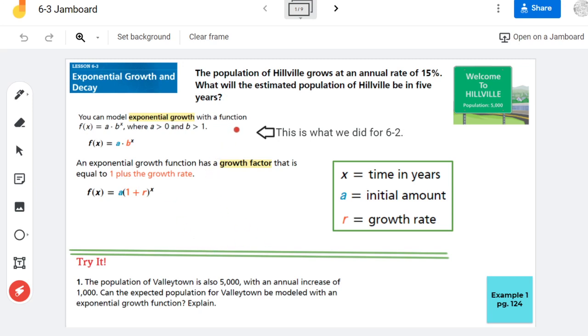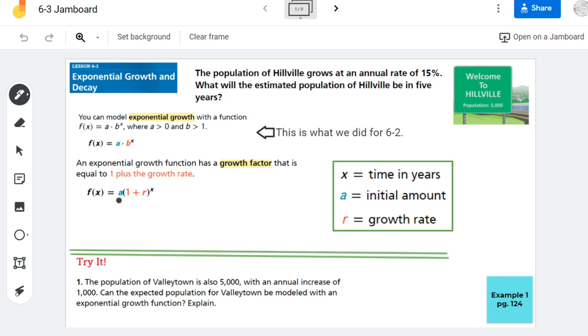So, I'm going to get off my soapbox and let's talk about this word problem. There's a town called Hillville, and they have a population of 5,000 people, according to their little sign. And it says that every year, the population of Hillville is growing at a rate of 15%. And they are wondering, what will the estimated population of Hillville be in 5 years? So most of these growth and decay problems are really just saying what your values are and plugging them into the formula. So let's go ahead and do that.